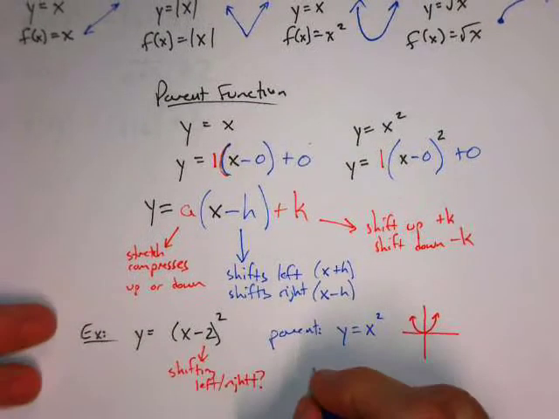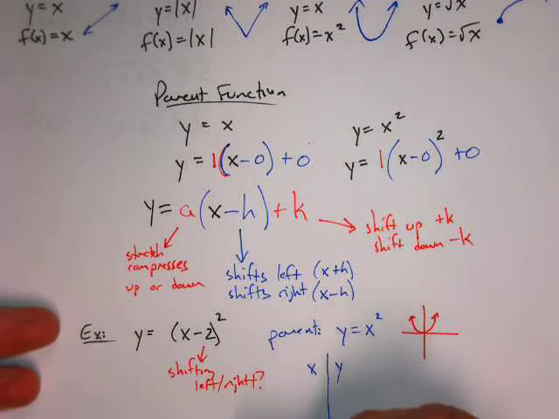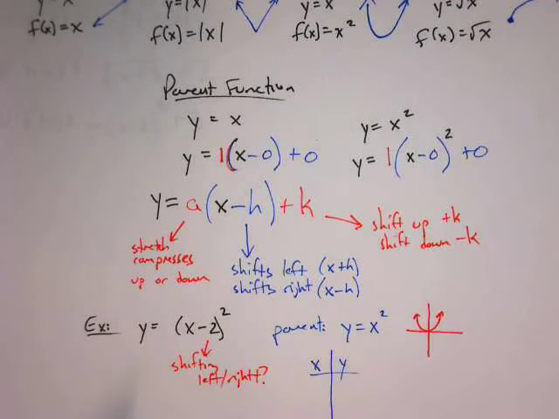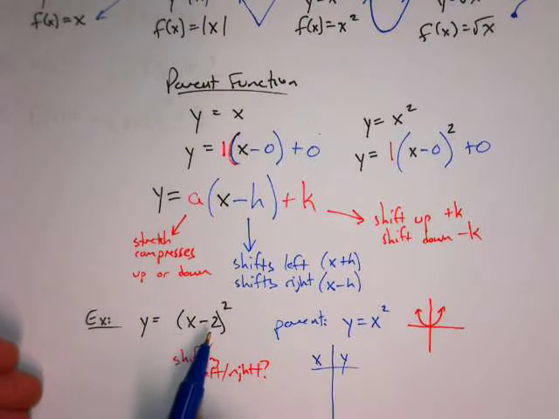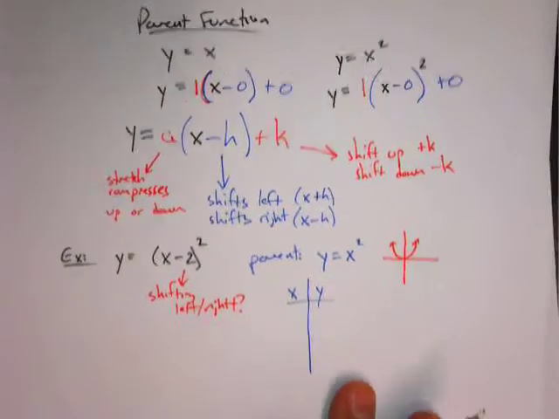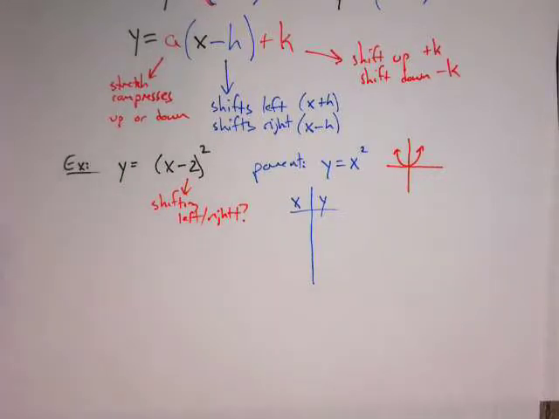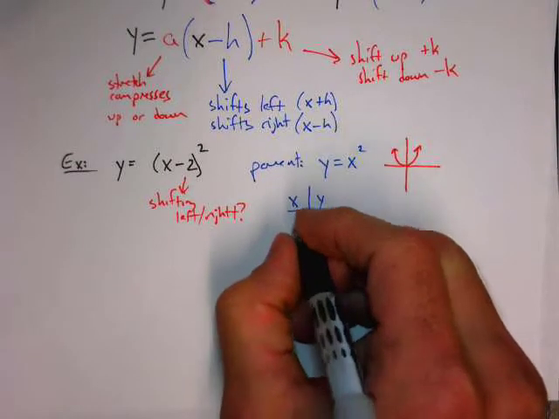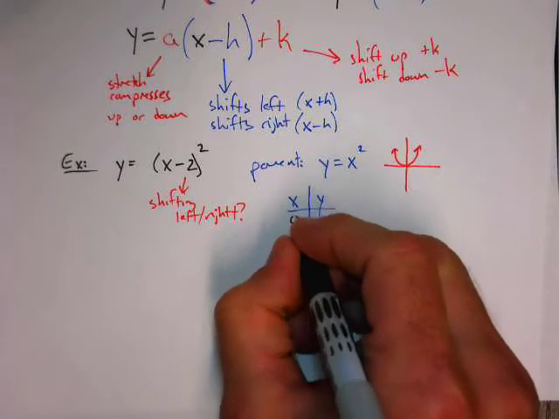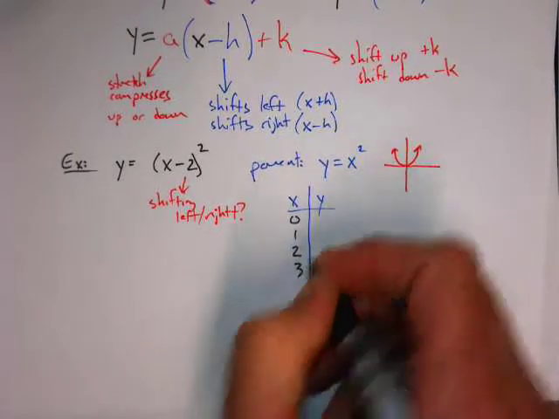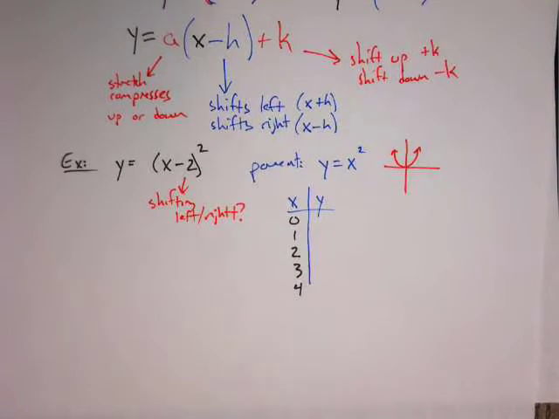So let's make an xy table and see what's going to happen. I'll do this really fast. And again, my argument is that this is going to shift to the right. And of course you're thinking, that's impossible, because it says minus 2. It should be shifting to the left. So let's find out. Let's say I make x 0, 1, 2, 3, and even 4. Trust me, those are good numbers.